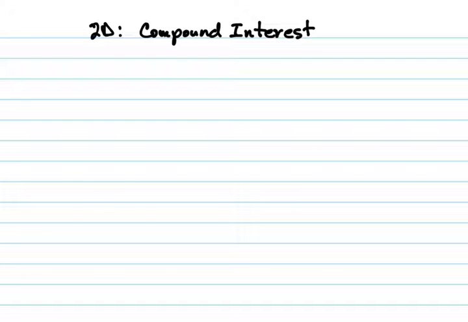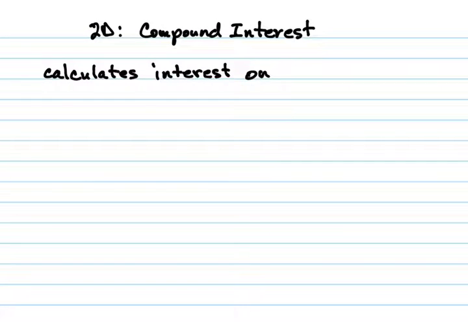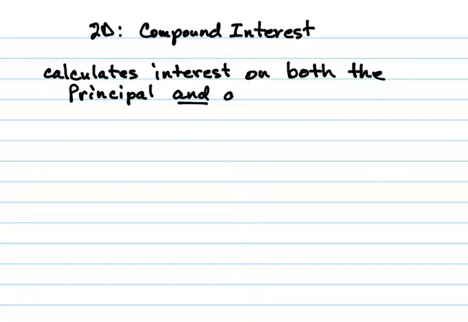Okay, gentlemen, today we're going to do section 2D, talking about compound interest. This is the most common form of interest, and the difference is that it calculates interest on both the principal and any previous interest.